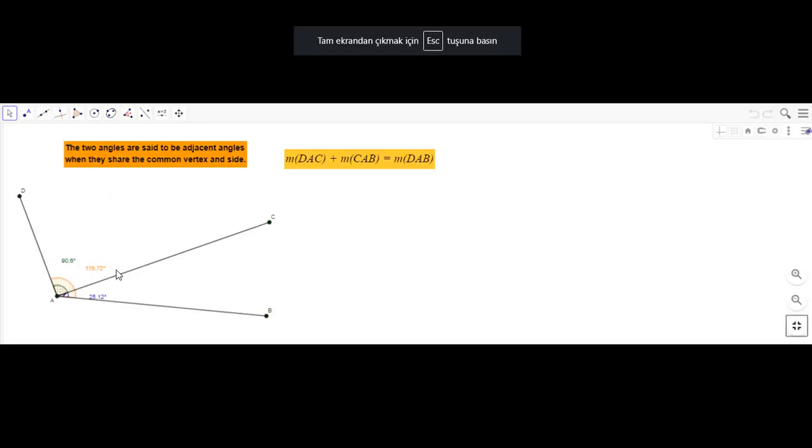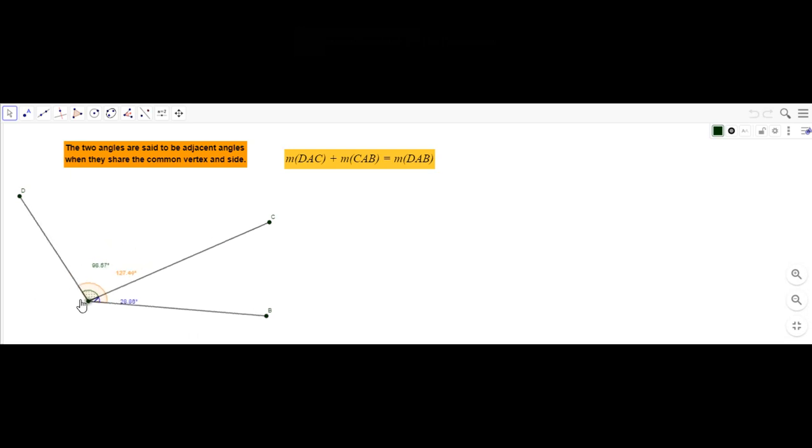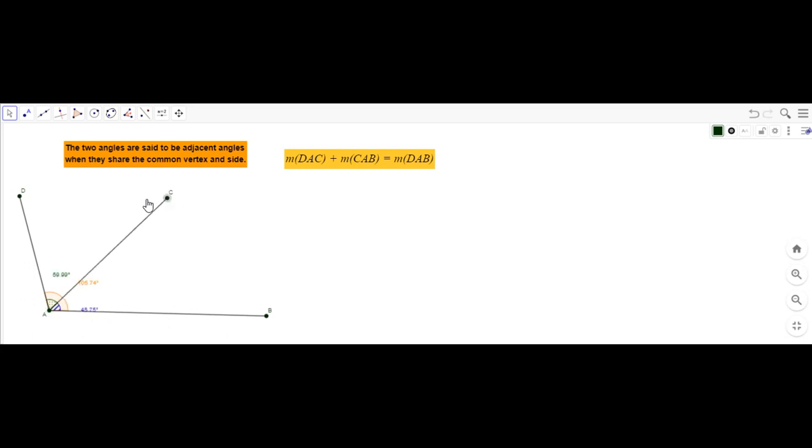Here, the green and the blue angles are adjacent angles because they have a common vertex A. The point A is the common vertex for these two angles, green and blue. And the side AC here is the common side for the angles. So they are adjacent angles. The yellow angle is the biggest angle here and it is the sum of two adjacent angles.